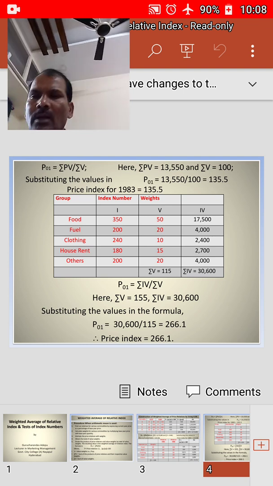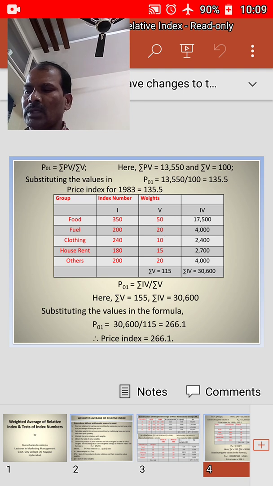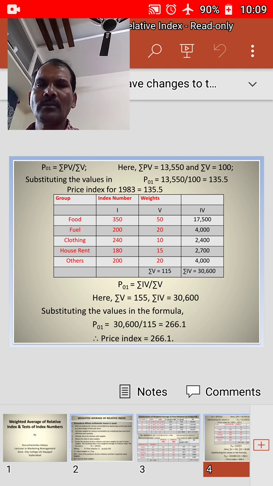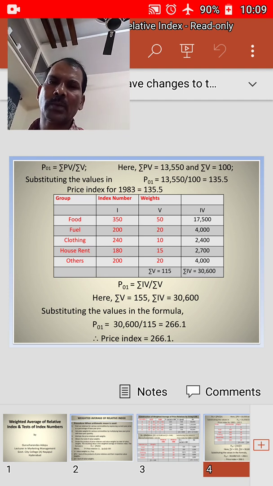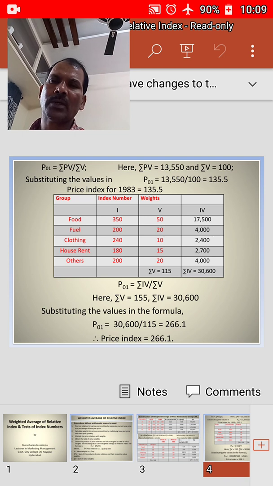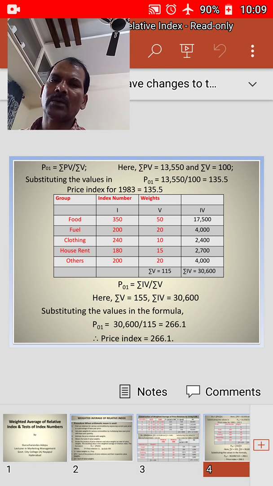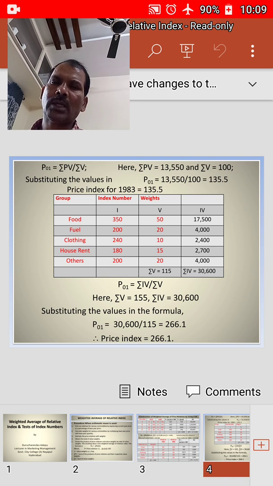And now we need to consider another problem. Okay, here it is given computation of price index, I was asked. And here a group of items are given: food, fuel, clothing, house rent and others. Index numbers I is given and weights given. We need to find out, okay, I is given, only we need to find out sigma IV by sigma V. Okay, that is I is 350, 200, 240, 180, 200. Okay, whereas weights are indicated with V, 50, 20, 10, 15, 20.